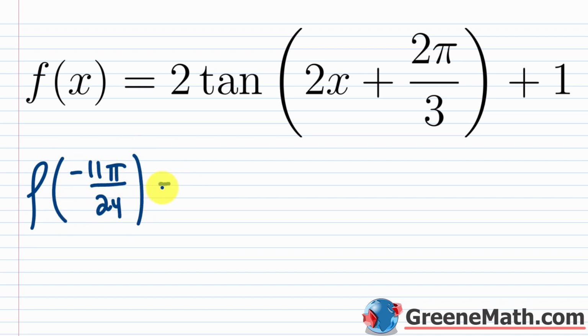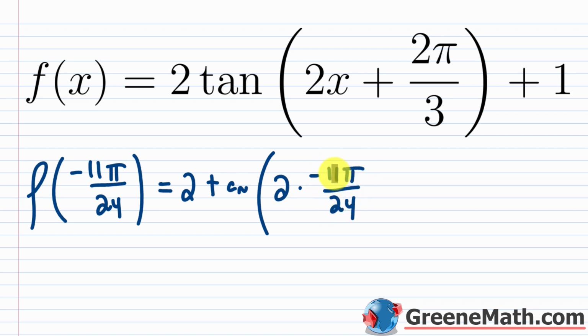So you're just plugging in. So this equals 2 times the tangent of, you have 2 times negative 11 pi over 24. You're just plugging this in for x right there. So that's all you're doing. And then we'd say plus 2 pi over 3, and then plus 1.